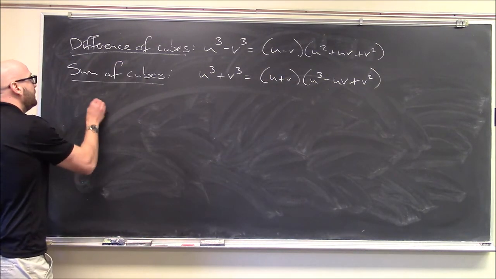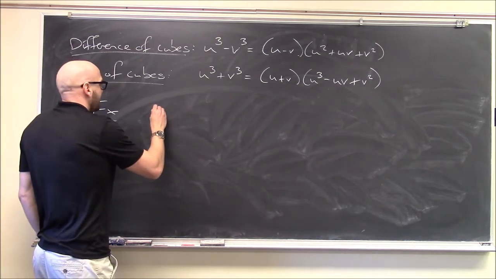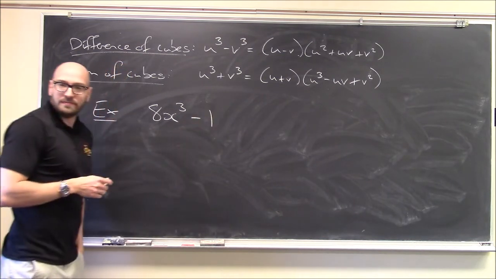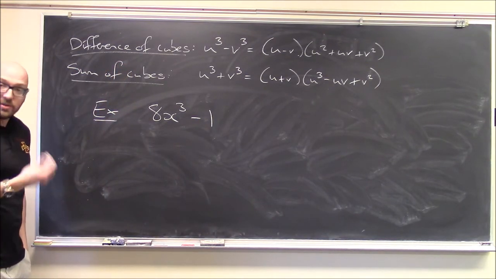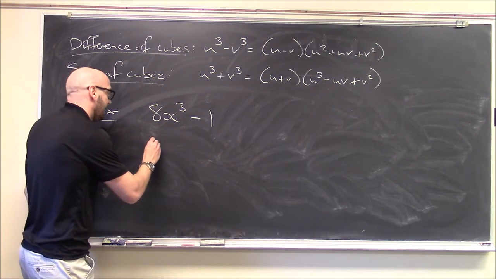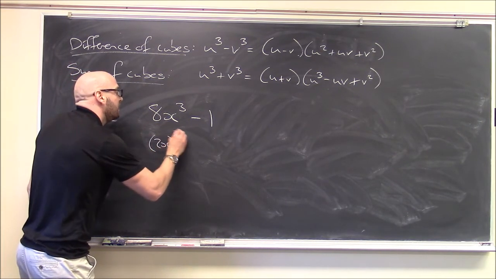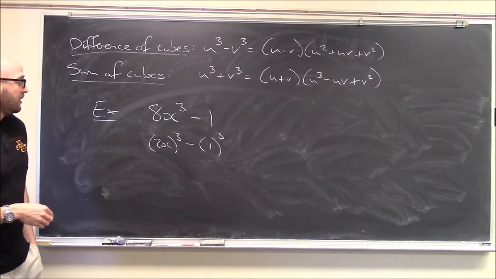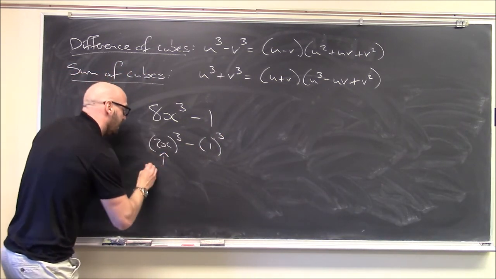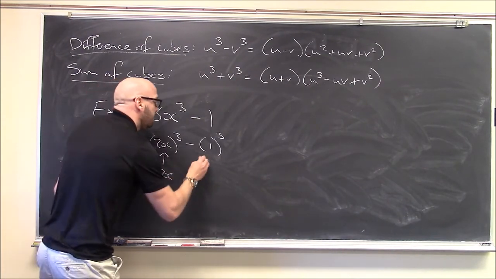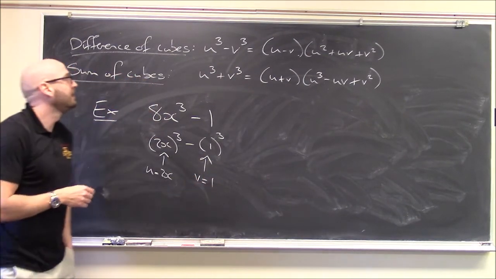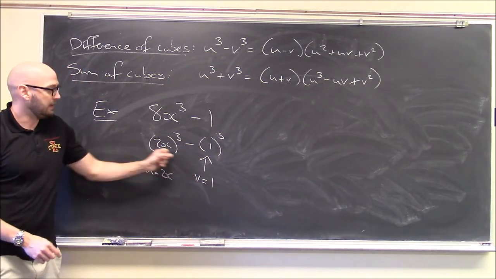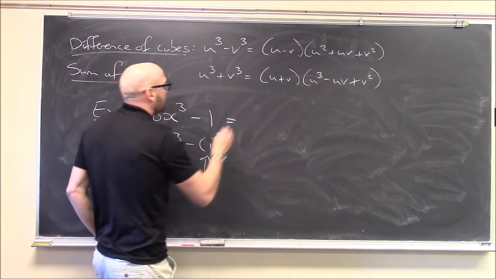And we'll do one example. Here's 8x cubed minus 1. And you'll notice this is a difference of two cubes, right? This is 2x cubed minus 1 cubed. So this really is a difference of two cubes. u is 2x and v is 1. So we're looking at something of this form, u cubed minus v cubed, where u is 2x and v is 1. So to factor it, now I just have to go to my formula.